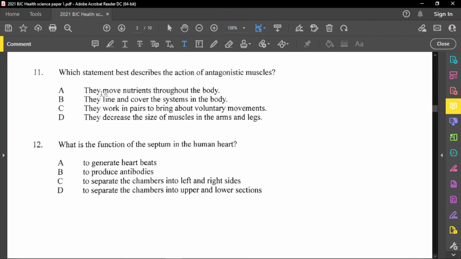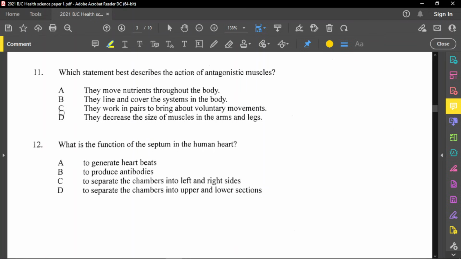Question number 11 is which statement best describes the action of antagonistic muscles? And when you say antagonistic muscles, what do we actually mean? These are muscles that work opposite to each other in that when one is contracting, the other one is relaxing, and it brings about an action. So for option A, it said they move nutrients through the body, which is not making any sense at all. For B, it said they line and cover the system in the body, not true.